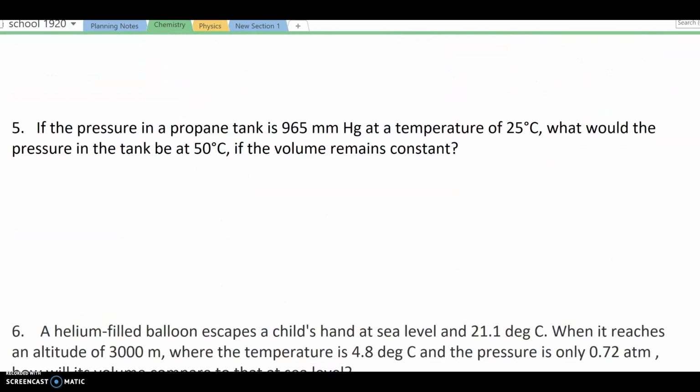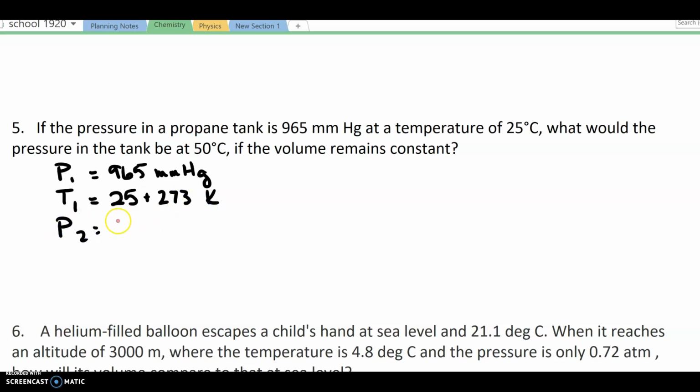Number 5 had P1, T1. The pressure one was 965 millimeters of mercury as another pressure unit. V1 was 25 Celsius. That needs to be in Kelvin, so I add 273. P2, T2 is what I'm asking you to go find.